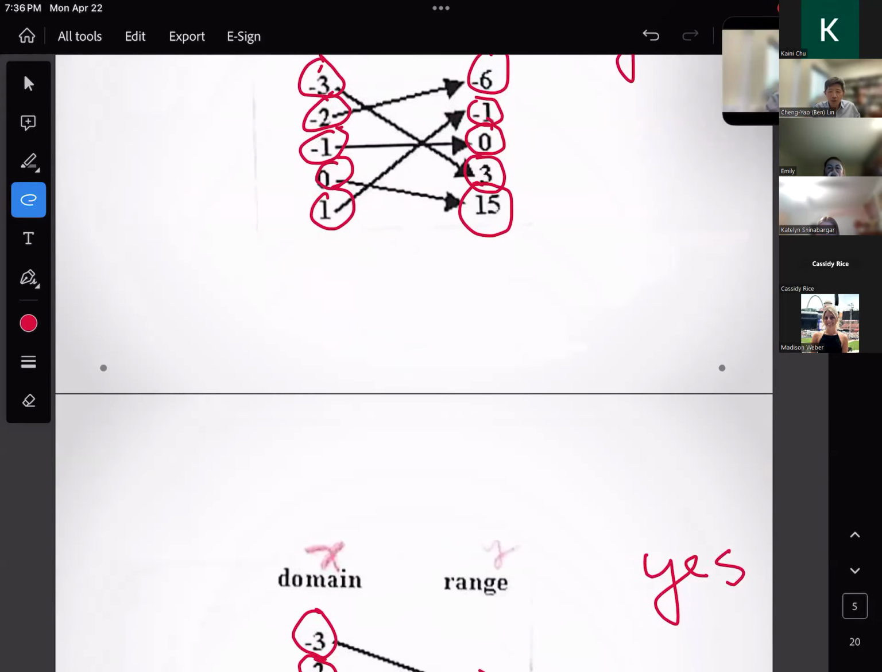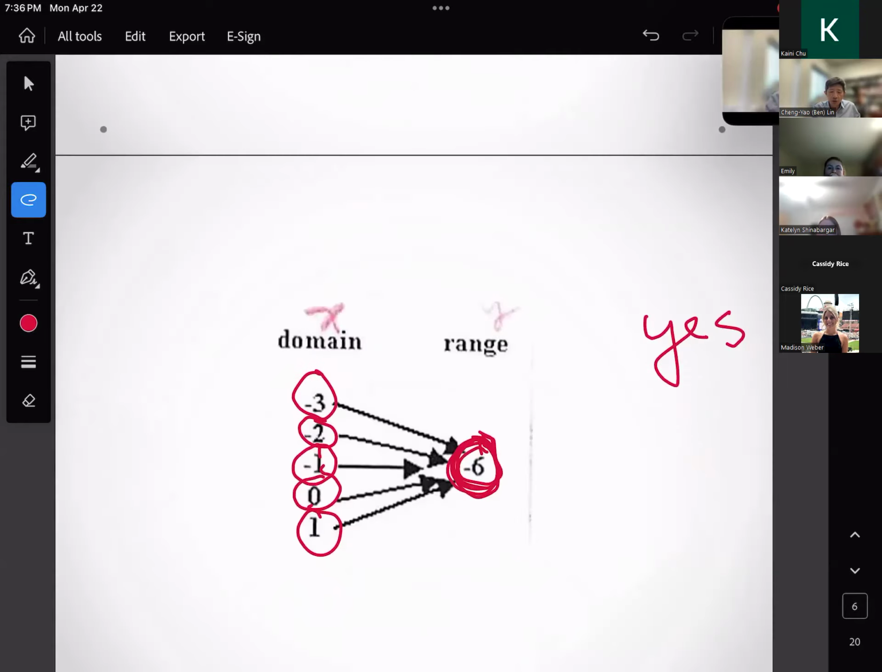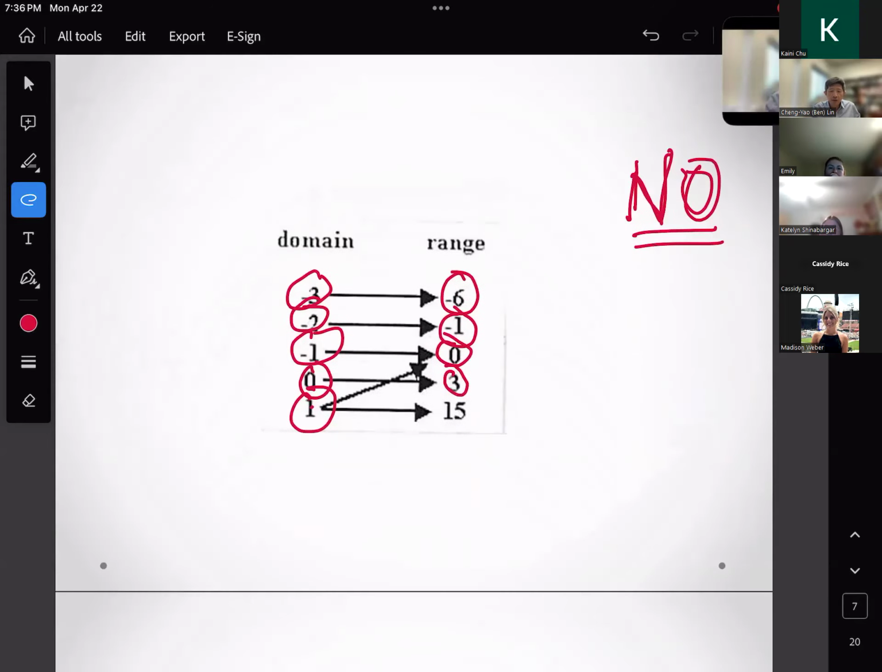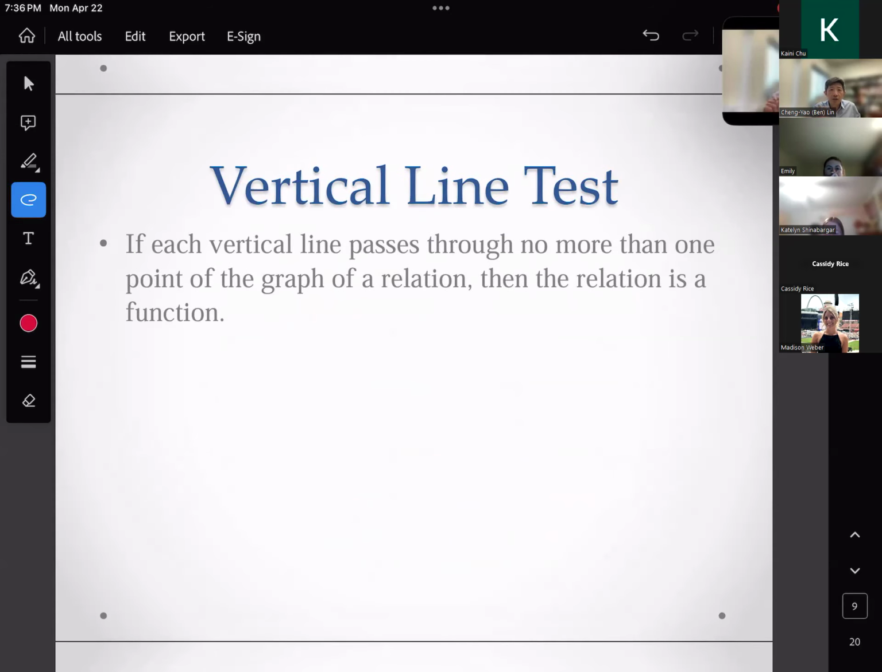So based on this, we can determine function or not function, okay? Now, here is another way we can determine it, called the vertical line test. Does everyone remember the vertical line test from middle school? Yes or no? Do you still remember the vertical line test?